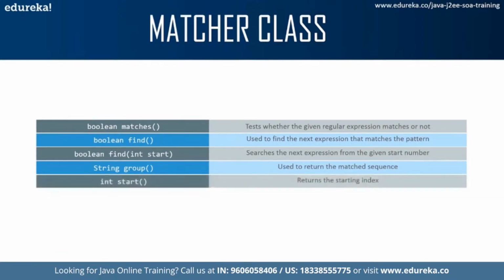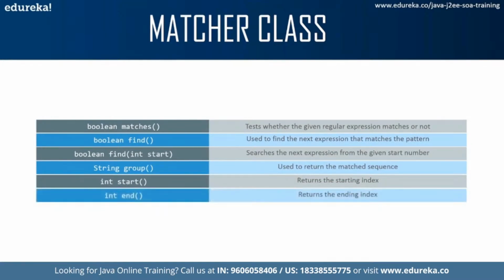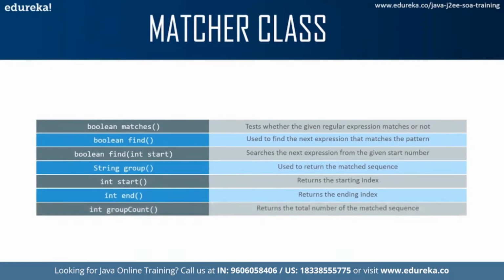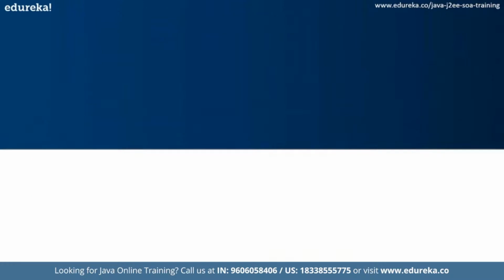Next, int start. This method is used to return the starting index of the regular expression. And similarly, int end is used to return the ending index of the regular expression. And you have the group count, which is used to return the total number of the matched sequences. So these are the methods of the matcher class.